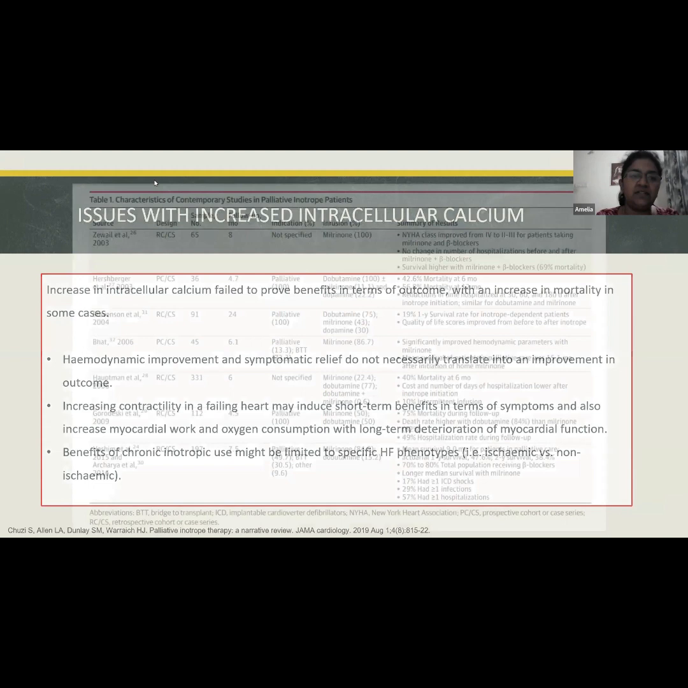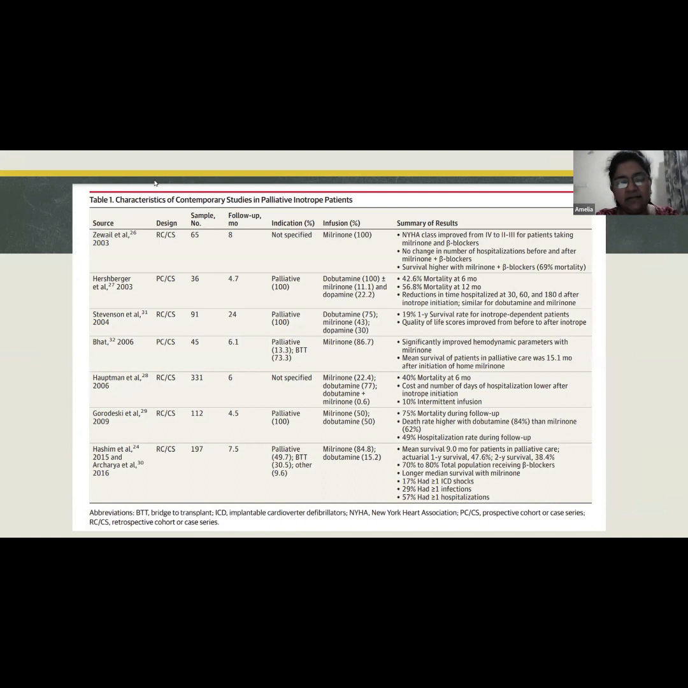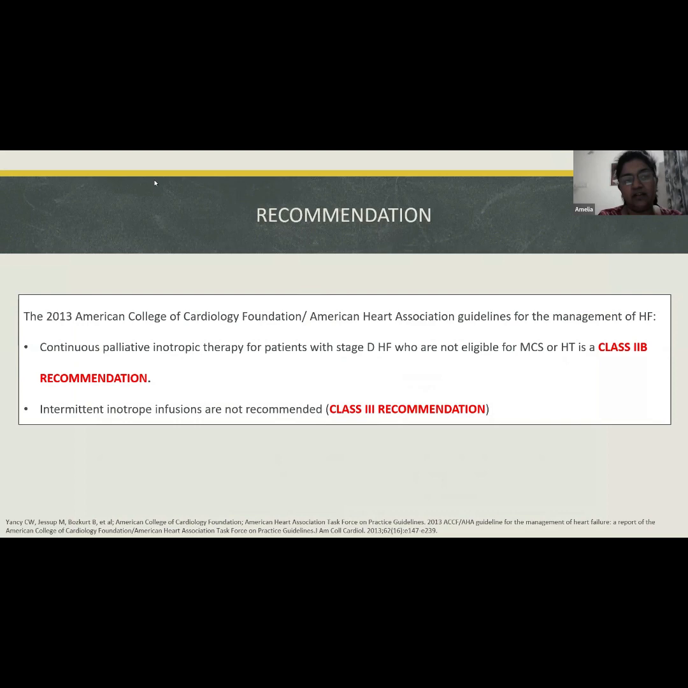These are all the randomized studies that have been done, or case studies, control studies that have been done. Overall, it shows that there is a great improvement in using inotropes in patients, especially when they are logged on to your diuretics and your beta blockers, so your other cardiac medications. But the mortality isn't that changed with many of these medications. Again, it depends on which class of heart failure you're in. If you have come towards the later part, then adding all these medications does not increase the longevity or produce great symptom relief. Intermittent inotrope infusion has a class 3 recommendation, but continuous palliative inotrope therapy has a class 2B recommendation, but you've got to remember at which stage you're actually giving the inotropes.